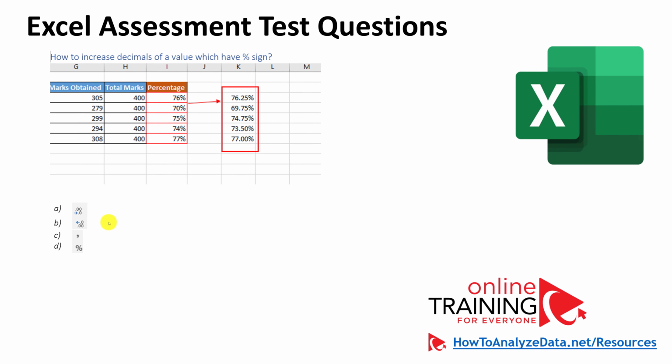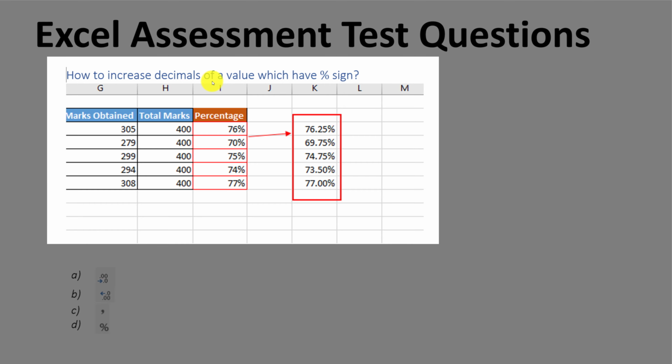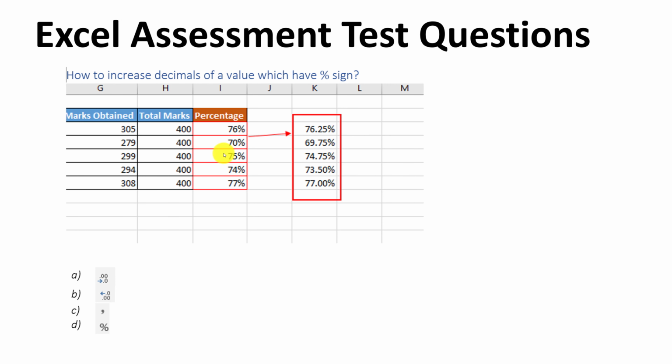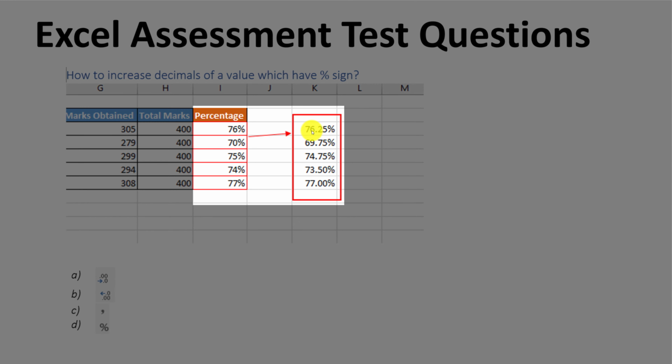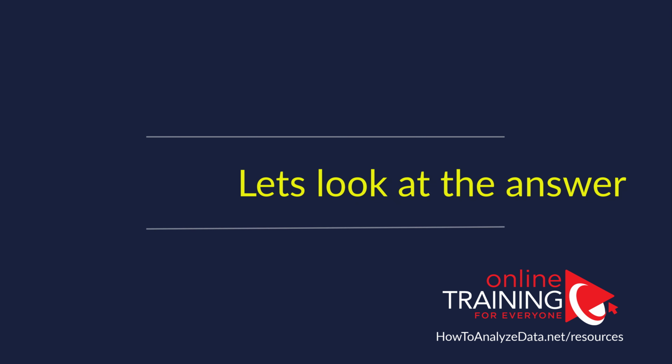Very often during an Excel assessment test, you might be tested on how well you know Excel formatting. One of the questions we see on the screen is in a similar category: how to increase decimals of a value which has a percentage sign. There are choices presented for you and an explanation of what exactly you're looking to accomplish. For example, you need to go from 76% to 76.25%, from 70% to 69.75% after rounding, and so on. And there are 4 choices presented. So which one would you choose?